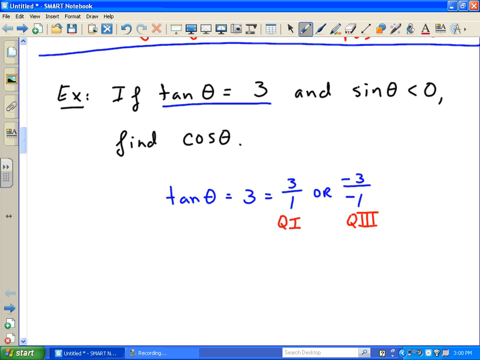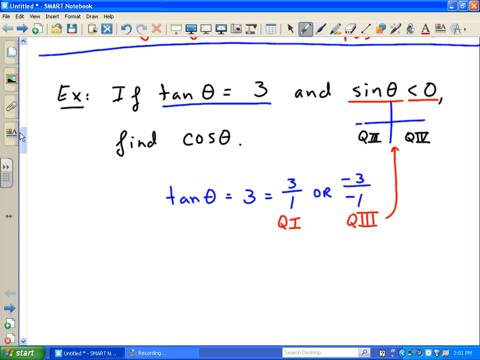How do I know which one of those values to choose? Well, to figure out which value to choose, look at this other piece of information that they gave you. They tell you that sine of theta is less than 0. That means that sine must be negative. If you think about sine as the ratio of y over r, and r must always be positive, the only way that sine is going to be negative is if the y value is negative. Well, which quadrants is the y value negative in? It's negative in quadrant 3 or quadrant 4.